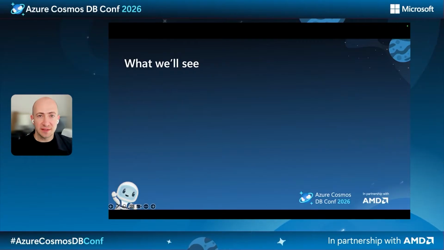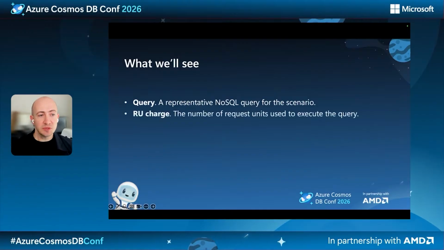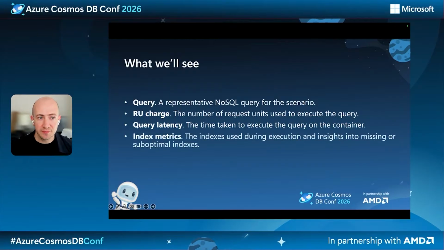So in all of these different scenarios, we're going to see a few common patterns. First, we'll see an example of a query or two that is going to power the scenario. Next, we'll see the RU charge, so how many request units that query execution cost. We'll see the latency, or the time it took for the Cosmos DB container to execute that query.